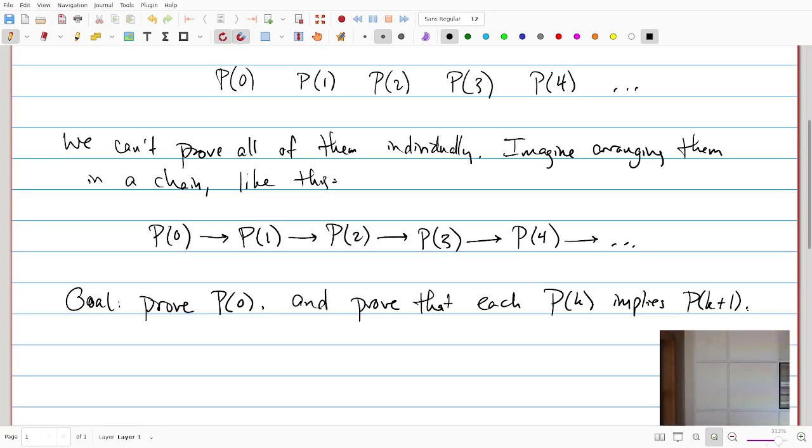Sometimes I like to think of it like a big chain of dominoes. If you ever set up dominoes and knock them over, if you haven't, you should. It's fun. Showing that each one implies the next one is like making sure that you set up the dominoes in such a way that each one is close enough to knock down the next one. So if this one falls, then that one's going to fall too. And then proving P0, that's when you have them all set up and you push over that first one, and then they all fall down. The only difference is you can't have infinitely many dominoes in the real world, but it's a similar concept. So it's like knocking down a chain of dominoes.